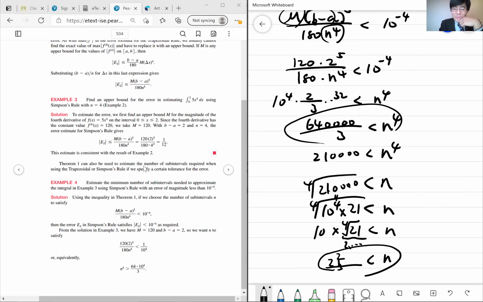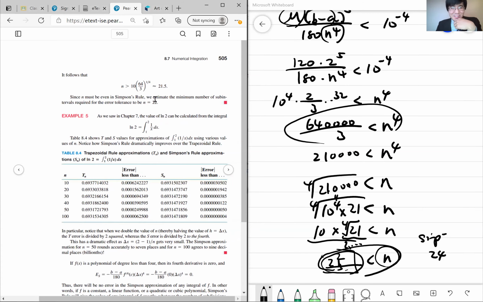I don't know, maybe 21 or 22 or 23, but n must be greater than that. So I need a calculator to find a better number. But basically, the number of intervals we need, because it's using the Simpson rule, must be even and must be greater than this. So probably 24 maybe, or 22. It depends on the value here. So I need a calculator.